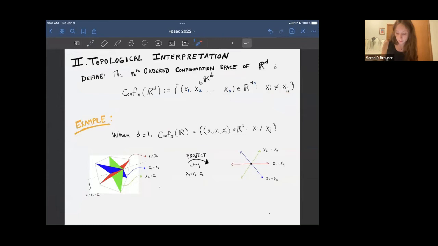So for example, if D is 1, let's say I take n to be 3, it's just the set of points in R3 where each coordinate is distinct. I could draw this as a picture, right? It's going to be the complement of these 3 planes, which are the planes where 2 of my coordinates are the same. And maybe this picture is familiar, or if I project along this line where the planes intersect, I get this picture, which is the rank 2 braid arrangement. And in general, the D equals 1 case is going to be the complement of the braid arrangement.